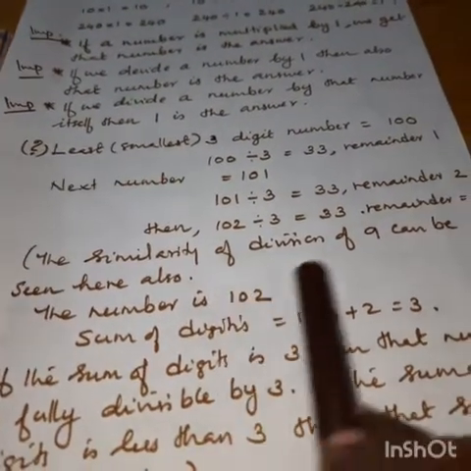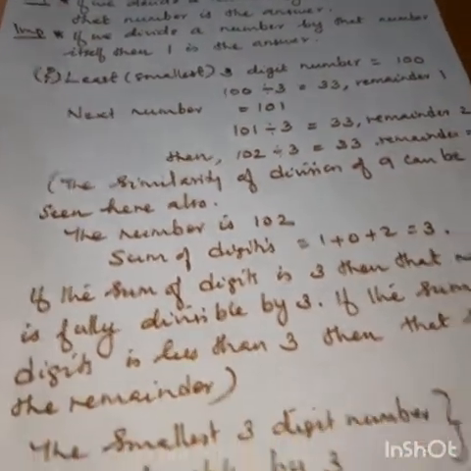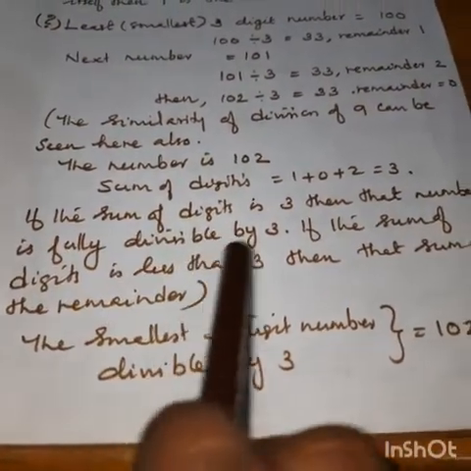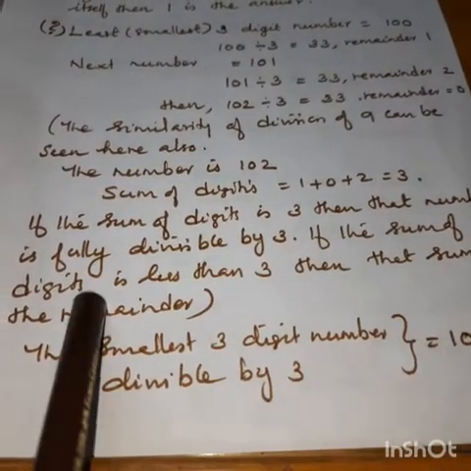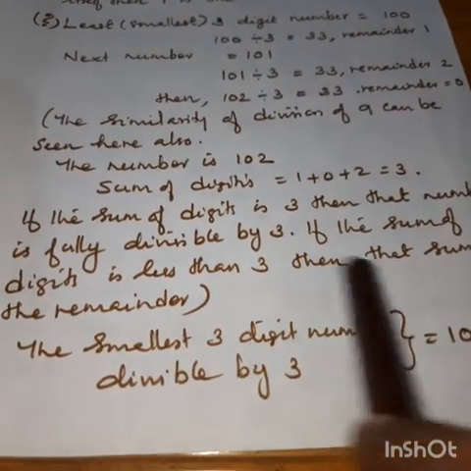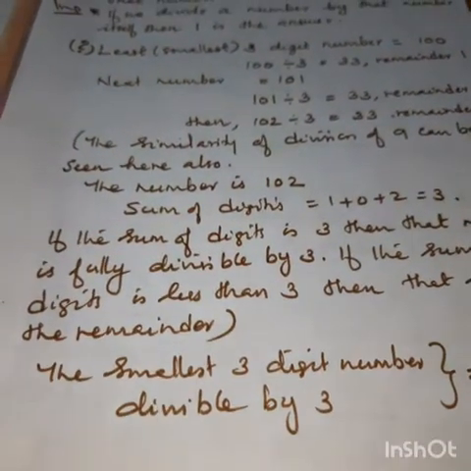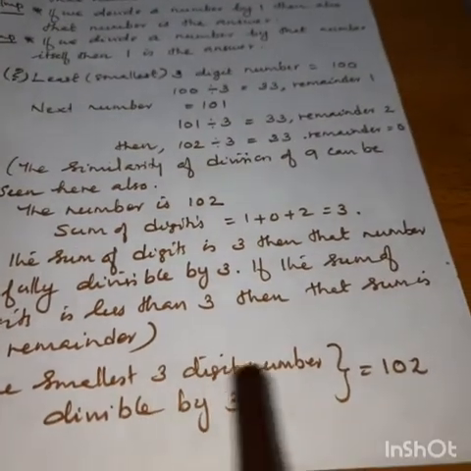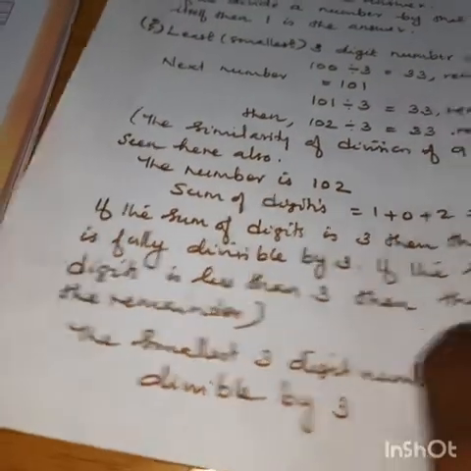The similarity of division of 9 can be seen here also. If the sum of the digits is 3, then that number is fully divisible by 3. If the sum of the digits is less than 3, then that sum is the remainder and that number is not divisible by 3. The smallest 3-digit number divisible by 3 is 102.